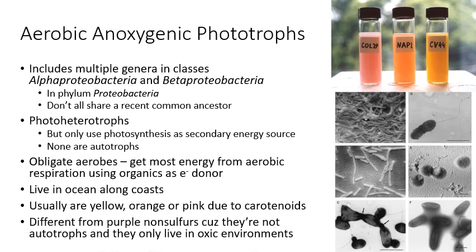The purple non-sulfur bacteria, some of them will live in environments that have oxygen if they're trying to do aerobic respiration at nighttime. Some of them will live in anoxic environments if they're trying to do fermentation or anaerobic respiration at nighttime. Your aerobic anoxygenic phototrophs will only ever live in environments that have oxygen because they require oxygen for aerobic respiration, which is their primary source of energy. Photosynthesis is just a supplement.